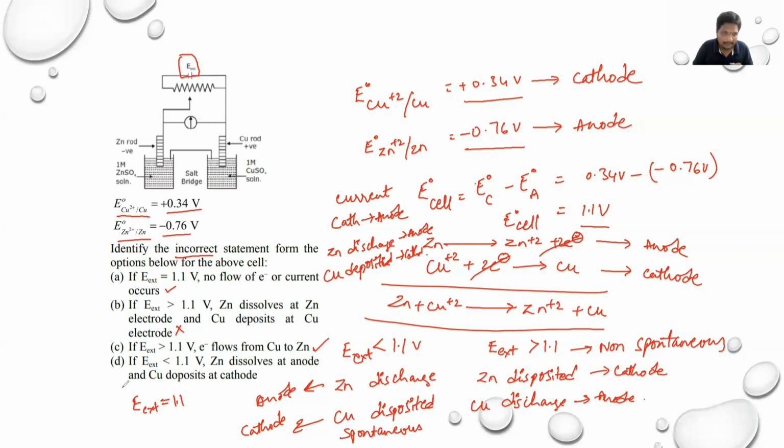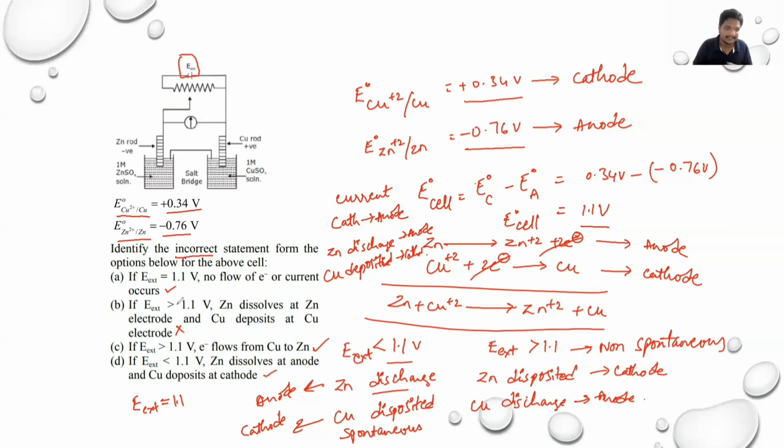Okay, now E external is less than 1.1 volts. Zinc will dissolve at the anode and copper will deposit at the cathode. Is it correct? I have discussed here that when E external is lesser than 1.1 volts, zinc will discharge and copper will be deposited. It is a spontaneous reaction, so current will flow from cell to the battery. Is it clear? So this is also a correct statement.